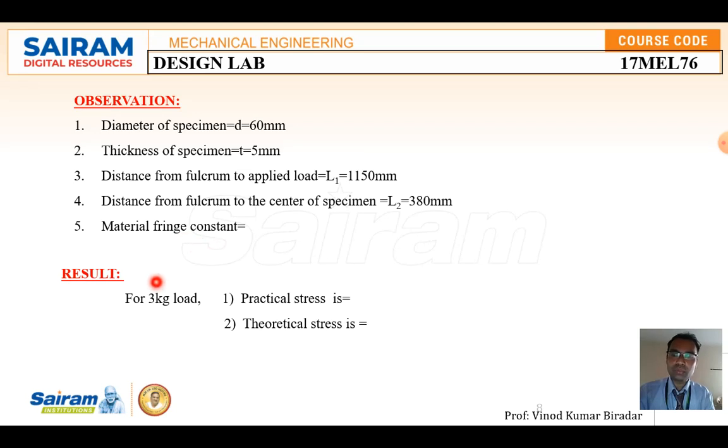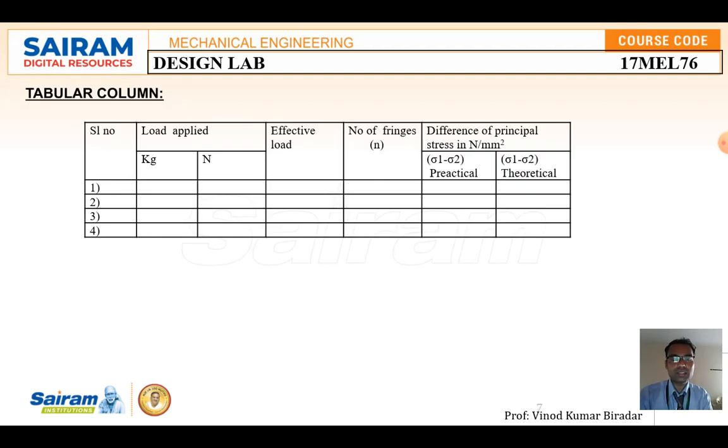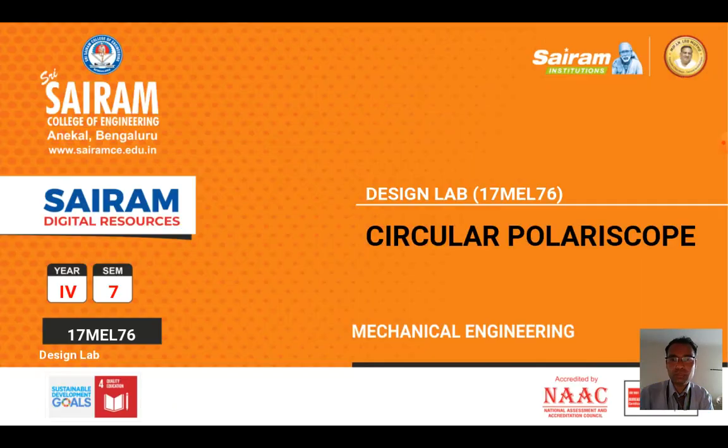Okay, so if you take loads 1 to 5, take any one, the lowest value or the highest value, for example for the third kg of load, what is the practical principal stress and theoretical stress, that you note down here. Like this you need to do the calculation part. This is just a hint; in the third session we are going to explain how to take the values and the calculation part. I hope you understand this circular polariscope experiment. Okay, thank you.